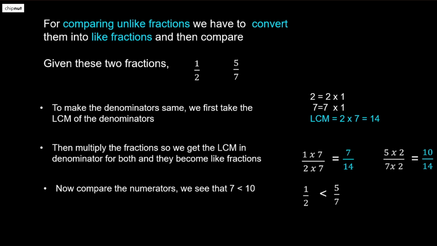If you see, 7 by 14 is less than 10 by 14. Therefore, we can say that half is less than 5 by 7. It is nothing but comparison of the numerators of the like fractions we have got as a result of the LCM operation done.